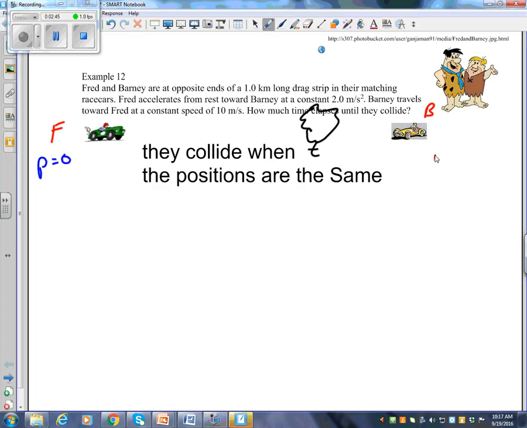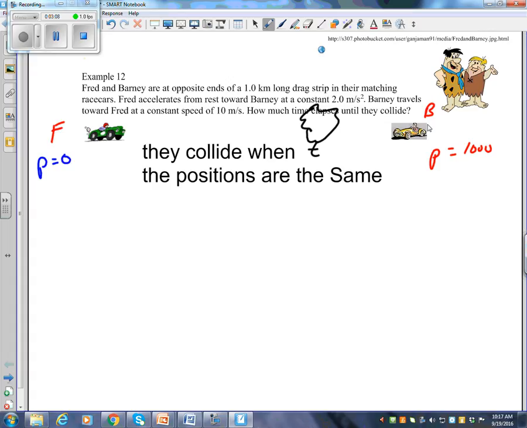Barney's position is 1,000. He converted the 1 kilometer to meters, and we're going to say that this is the start, this is our reference frame, 0, and this is plus 1,000, right? Fred's position is forward or positive. Barney's displacement is negative, backwards.